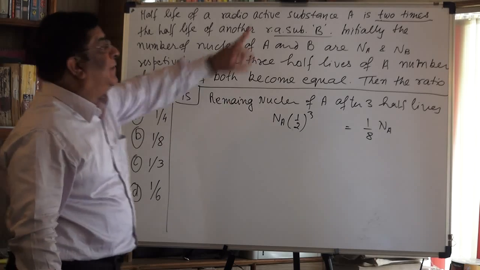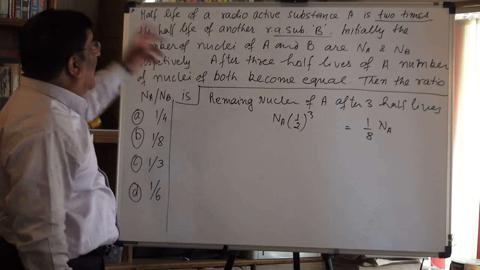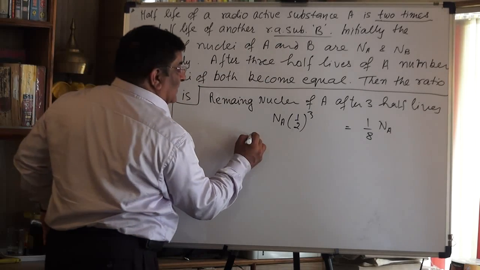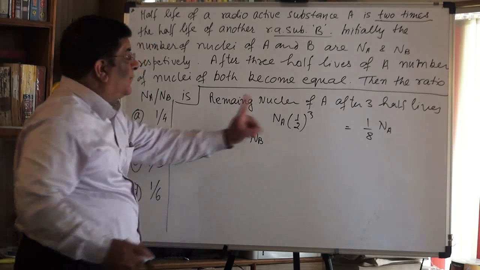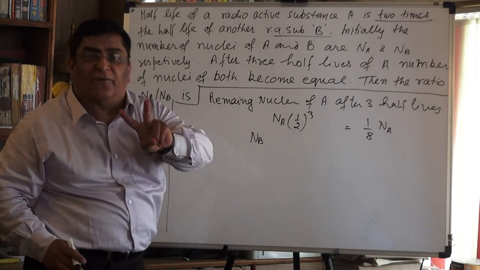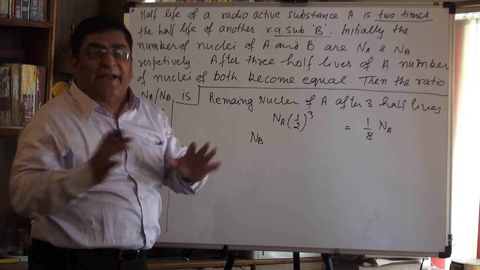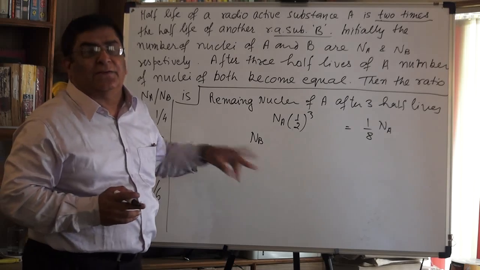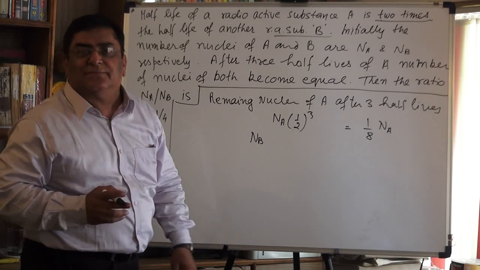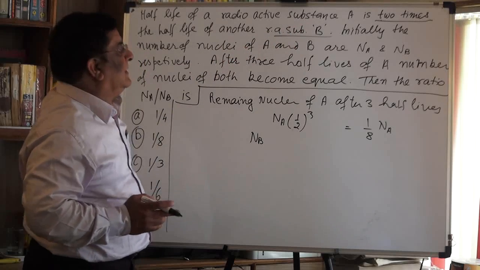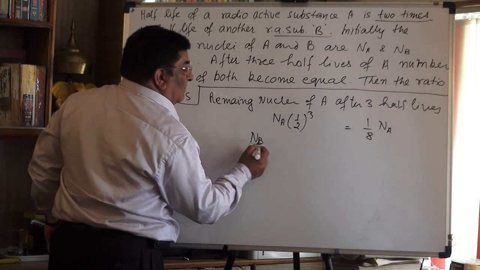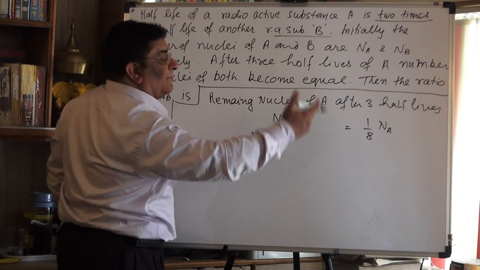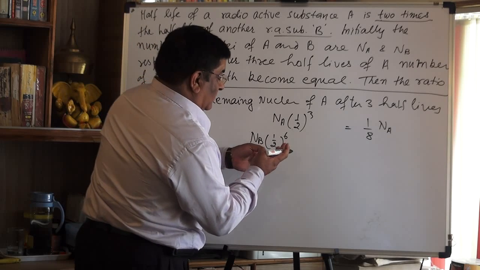Now, at the same time, Nb is getting disintegrated. If Nb is also getting disintegrated, what will be its new number? The initial number was Nb. We know that when there is 1 half-life of A, there are 2 half-lives of B. In that case, if there are 3 half-lives of A, how many half-lives will be there for B? The answer is there will be 6 half-lives, because that is double. So there will be 6 half-lives of B, and it will be half to the power 6. Half into half into half into half, 6 times.